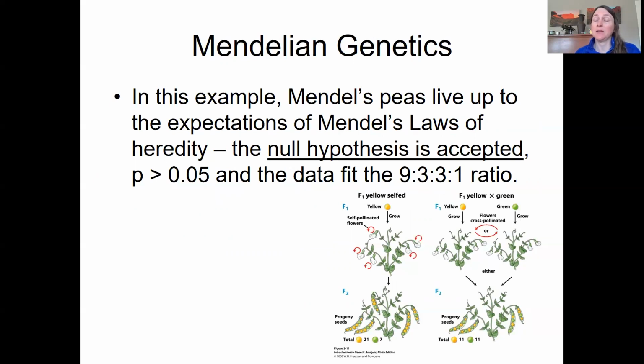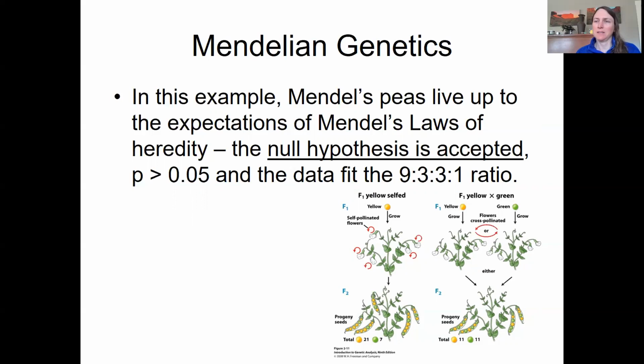So instead we accept the null hypothesis that the p-value is greater than 0.05 and the data actually fit the 9 to 3 to 3 to 1 expected ratio. Okay, so you can see how, and I haven't been very explicit about this yet, but the null hypothesis is that the data or the observed values are no different from the expected values. And so in the case of Mendelian genetics, you might want your data to match the expectation, and then you're upholding Mendel's laws of genetics and laws of inheritance.